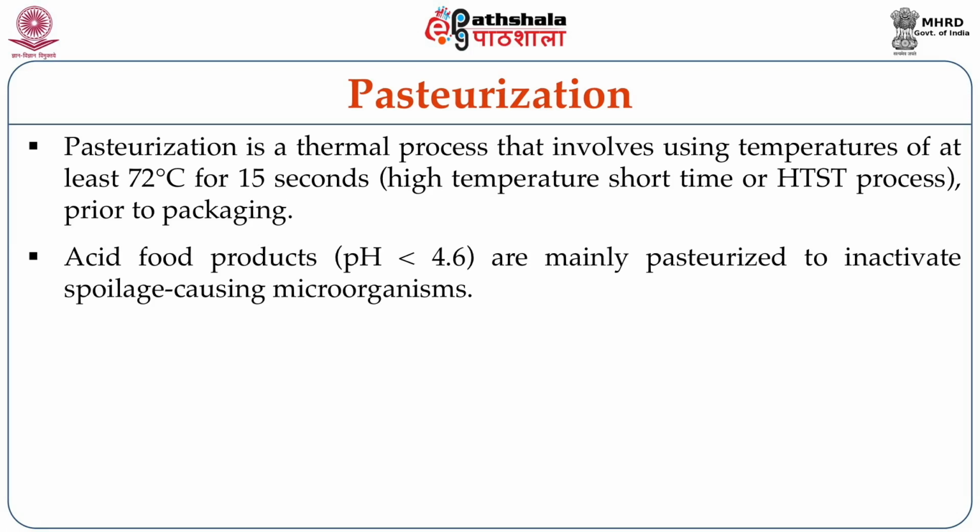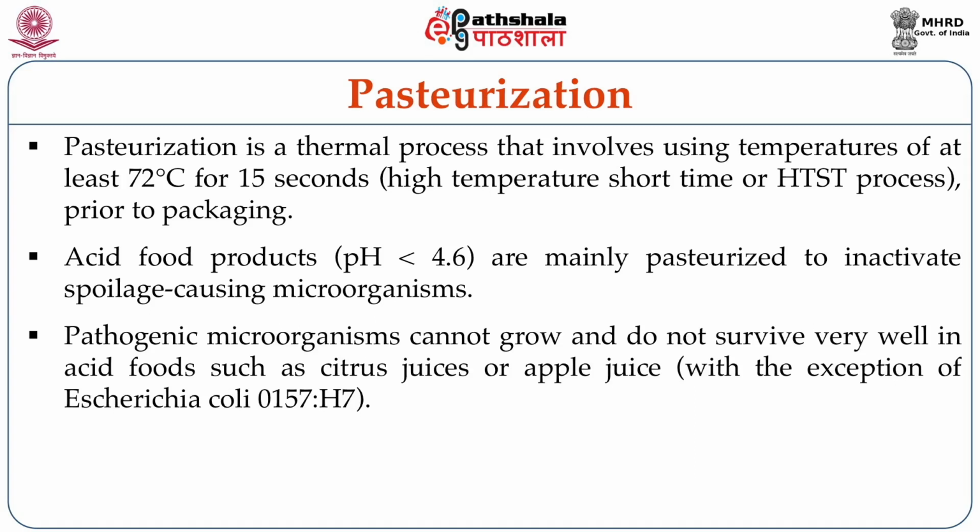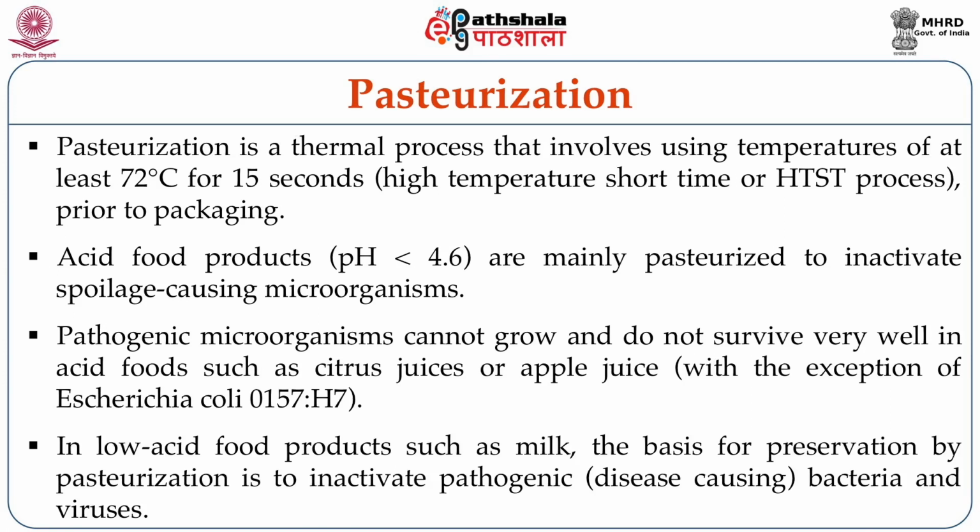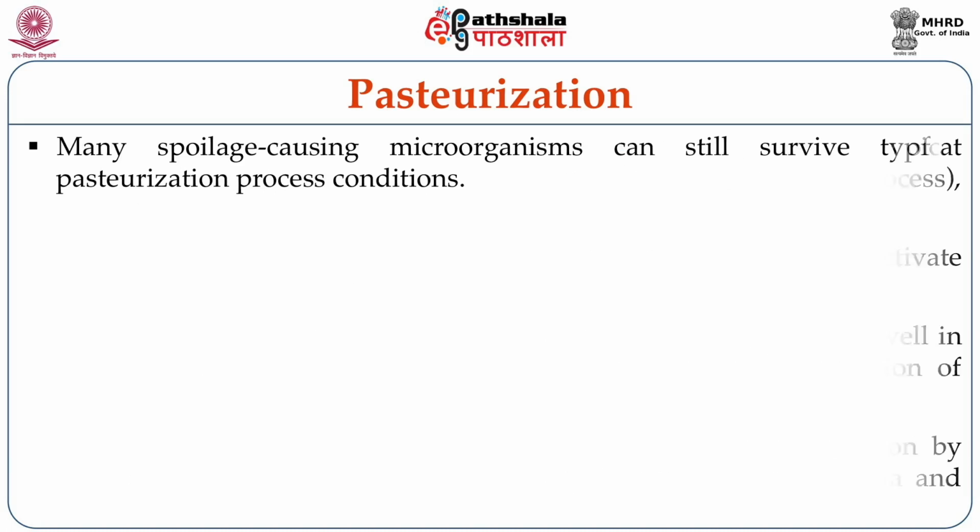Acid foods which have a pH of less than 4.6 are mainly pasteurized to inactivate the spoilage which can be caused due to microorganisms. Then we also have some pathogenic microorganisms which cannot grow and do not survive very well in acid foods, for example the citrus juices or apple juices. In low-acid food products like milk, the basis for preservation by pasteurization is to inactivate the pathogenic or disease-causing bacteria and viruses. Many spoilage-causing microorganisms can still survive typical pasteurization process conditions.